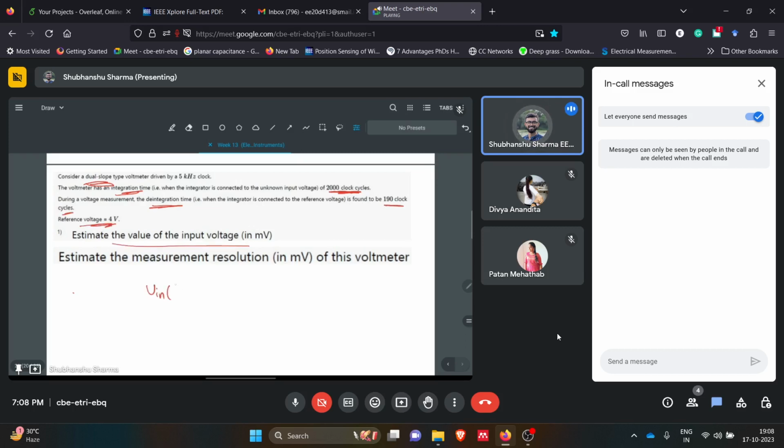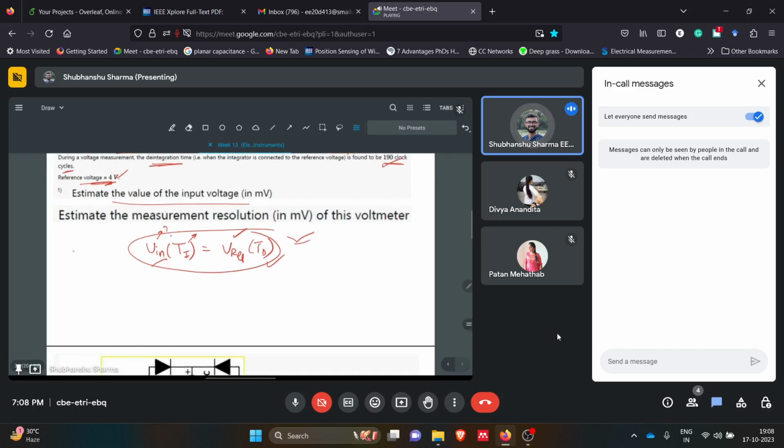If you know the basic equation, V in times T I equals V reference into T D, you can solve. V reference you know, 4 volts. T D you know, 190 clock cycles. V in you have to calculate, and T I you also know. So you can get V in easily.